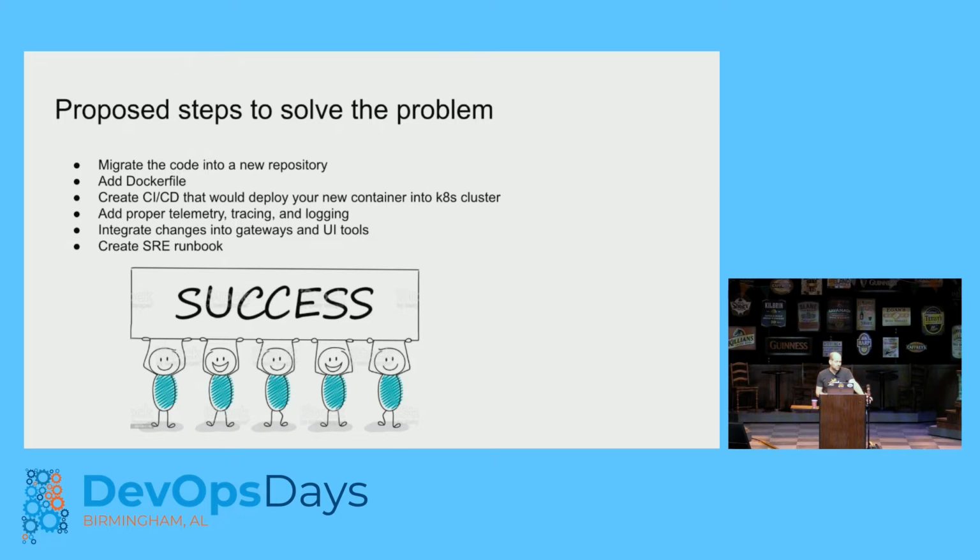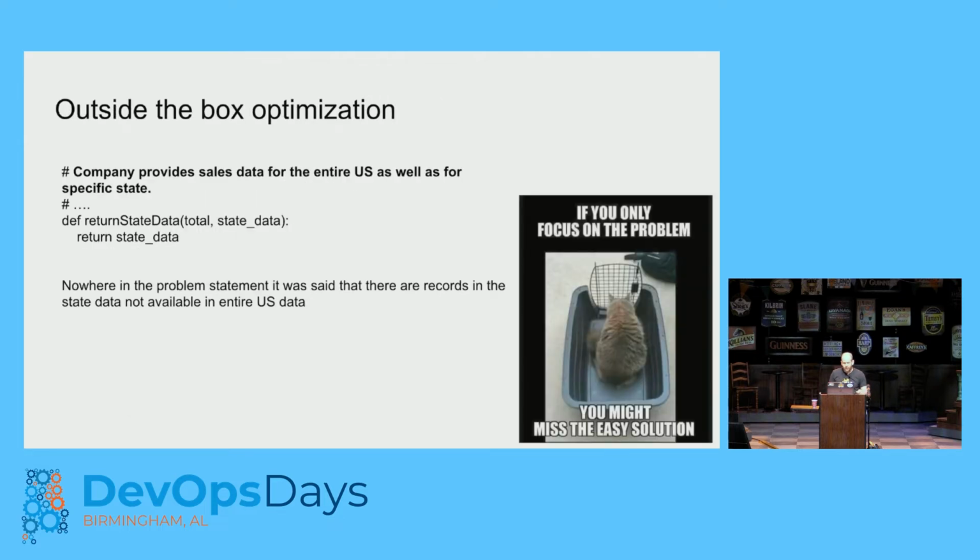So what would be the proposed steps to solve this problem? First of all, you're going to migrate the code into a new repository. Then you're going to add a Dockerfile, obviously, and build a CI/CD pipeline to add your container into the cluster. As a good DevOps engineer, you're going to add proper telemetry, tracing, and logging. We had a great presentation today about how to do that. You're going to also integrate changes into the gateway and UI tools. And obviously, you're going to create an SRE runbook, because as an SRE you have to think about those guys who are going to actually support your code in production. And obviously, success, right?